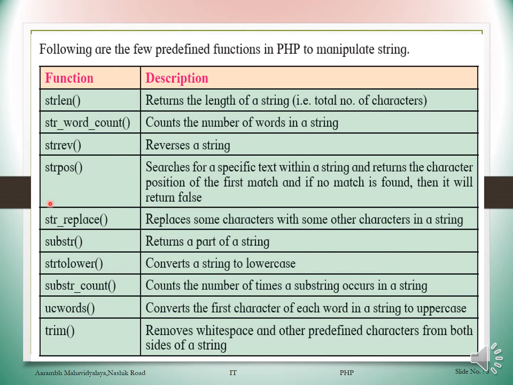Here a function list is provided that supports string functions in PHP. Actually, more than 35 functions are used with strings in PHP, but within that we have to study only 10 functions: string length, string word count, string reverse, string position, string replace, substring, string to lower, substring count, UC words and trim. Let's see in detail about all these string functions.